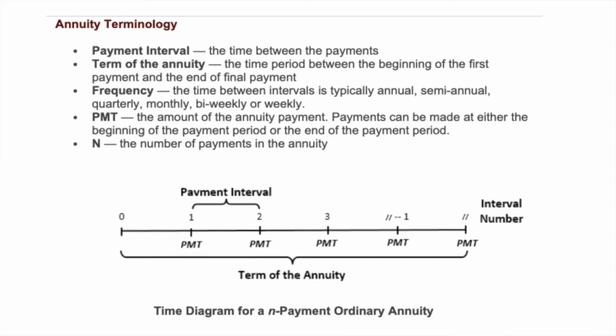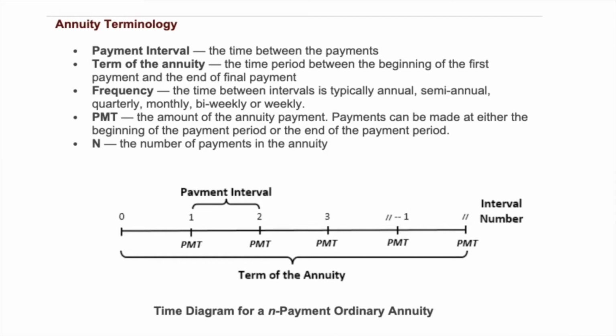So a monthly payment, semi-annual payment, yearly payment. That's all that means. Payment interval comes into play in the calculation of the annuity. The term of the annuity is how long this stream of payments goes for, so the time period between the first payment and the final payment. For example, with a 5-year loan, your payments go on monthly for 5 years, so there's 60 payments. That's the term of the annuity.